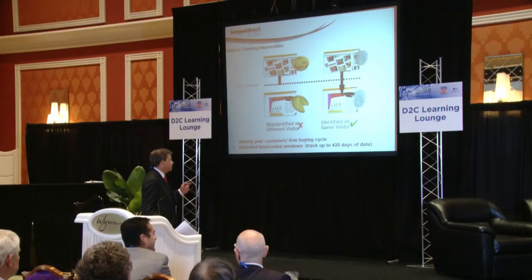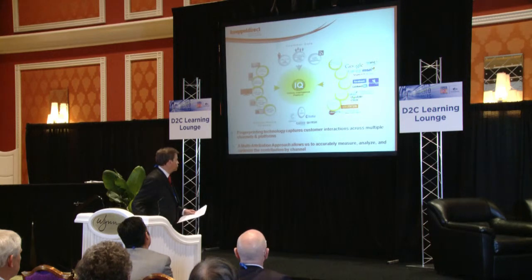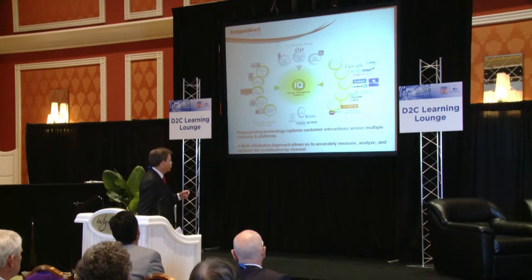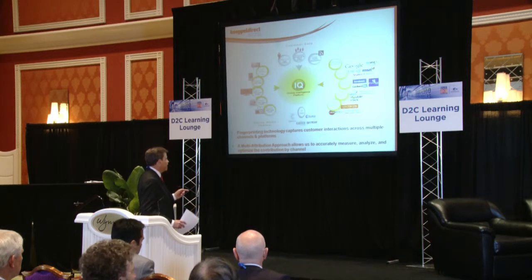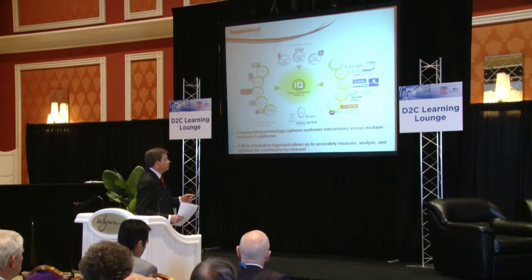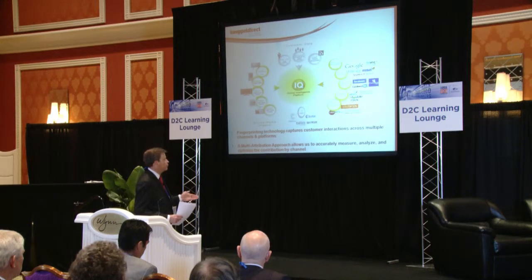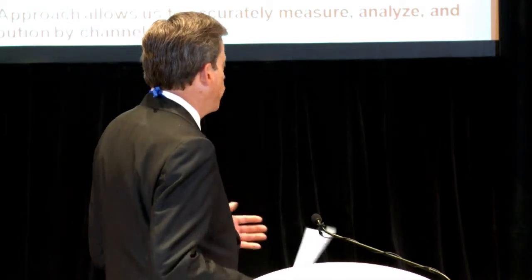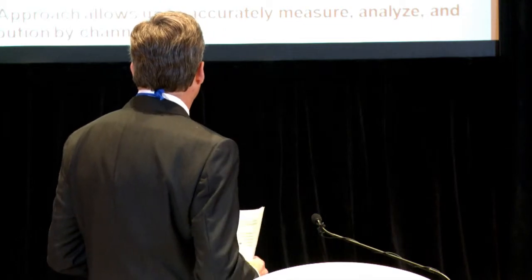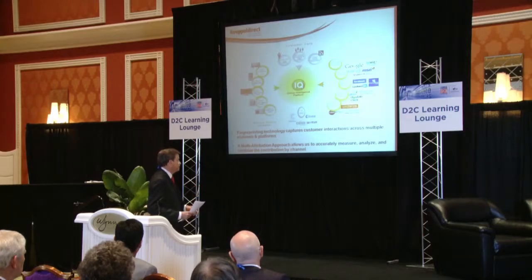Fingerprinting technology helps you capture customer interactions across multiple channels and platforms. It's a multi-attribution approach that allows us to accurately measure, analyze, and optimize contribution by channel. So you can see here, it has an online intelligence platform that pulls in information from all media sources: Google, all the search engines, all social media, ad networks, Core Metrics, Omniture, third-party networks, and all forms of offline media, including DRTV, print, online, radio, call center data. And that's all pulled into an intelligence platform where it can be analyzed.